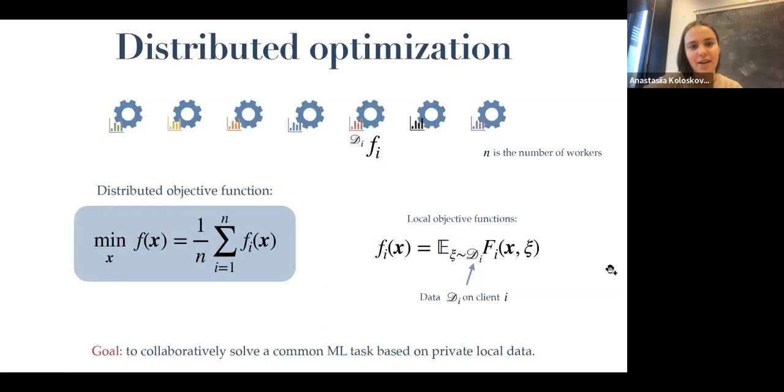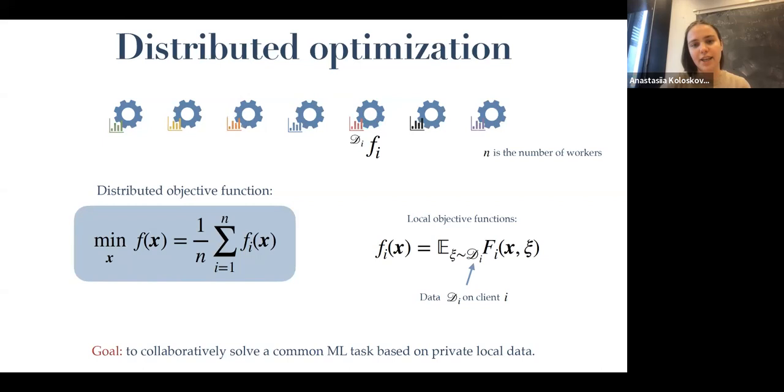Let's start with the setting. The setting we consider is distributed optimization. This means we have several devices or workers, and every worker could have its own local data set, D_i, and based on this local data set, every worker has its own local loss function, F_i. The goal of this distributed optimization is to find one model which is good for all the data.